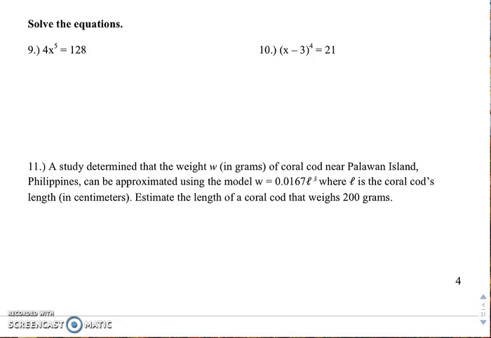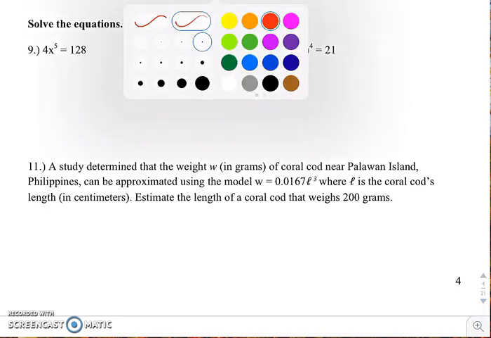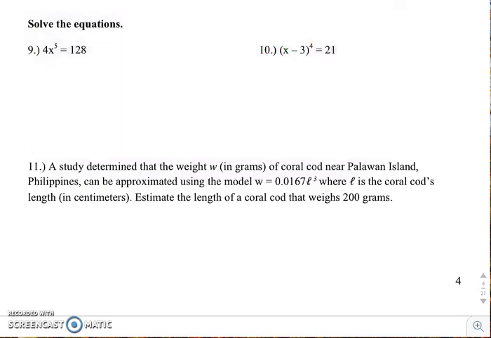So let's go ahead and try solving some equations using radicals. If we look at number 9 and number 10, we've got 4 times x to the 5th power equals 128. Now we just focused on powers of 2 in unit 1 for the quadratics, but the process is still the same. We want to get whatever is being raised to the power by itself.